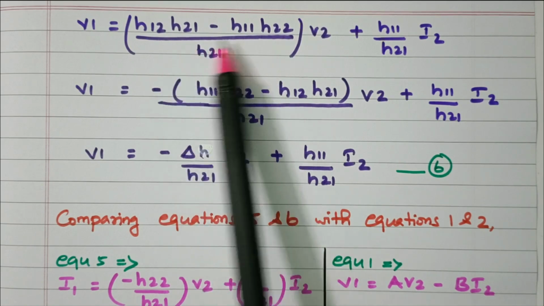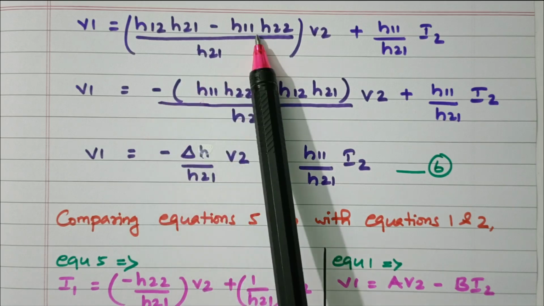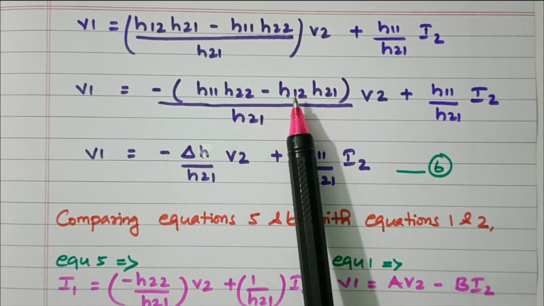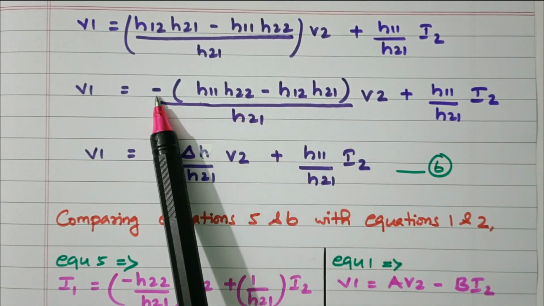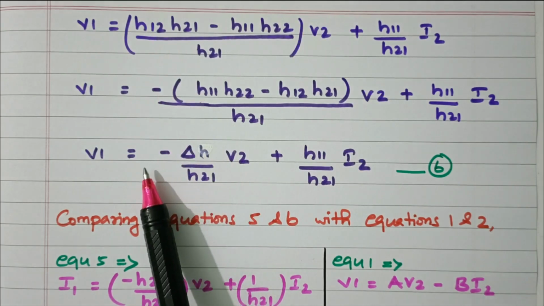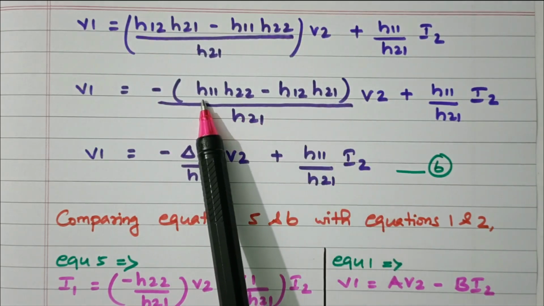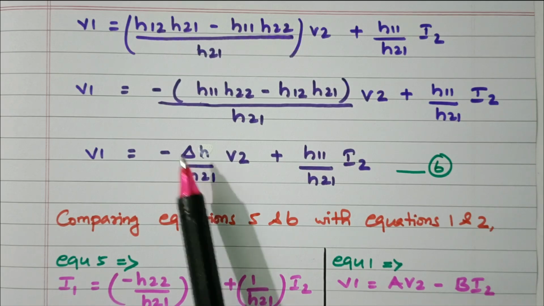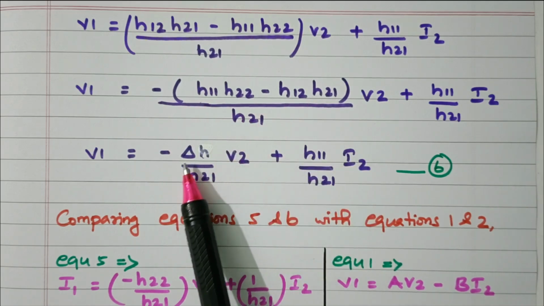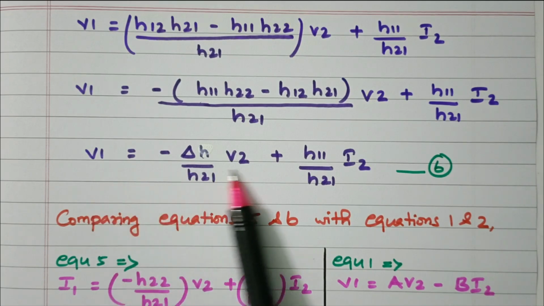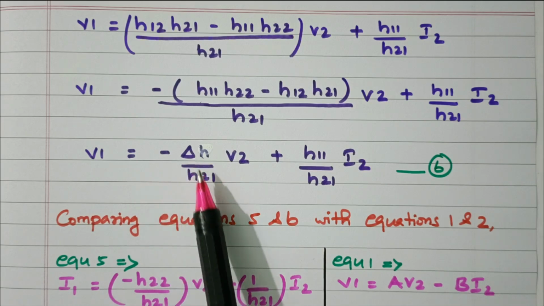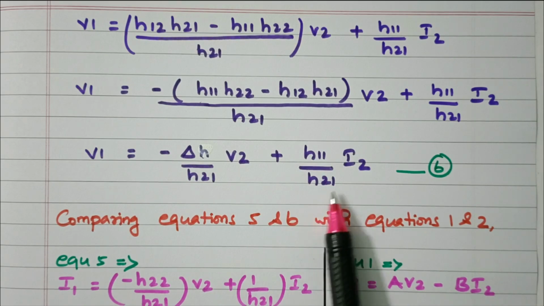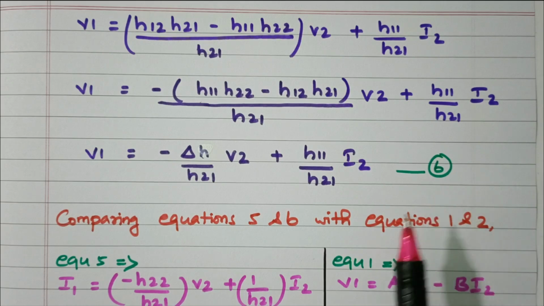Now rewrite this term by taking minus outside. First we are going to write this term H11 into H22 minus H12 into H21. So minus is there, so the original value will not be affected. Why are we rewriting this? Because this term is nothing but delta H, the determinant of the H parameter. So we got this expression: V1 equal to minus del H divided by H21 into V2 plus H11 divided by H21 into I2. We'll take this as equation number 6.